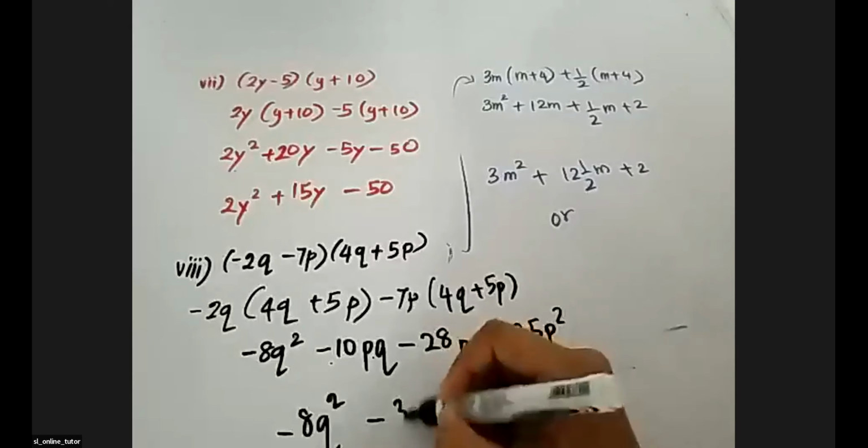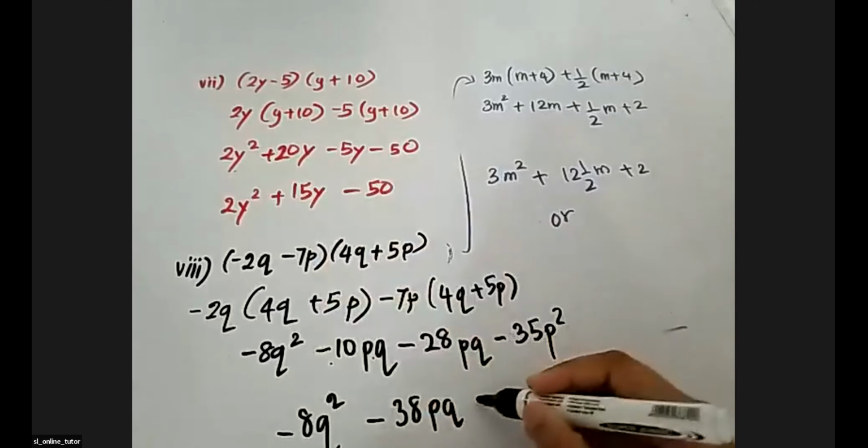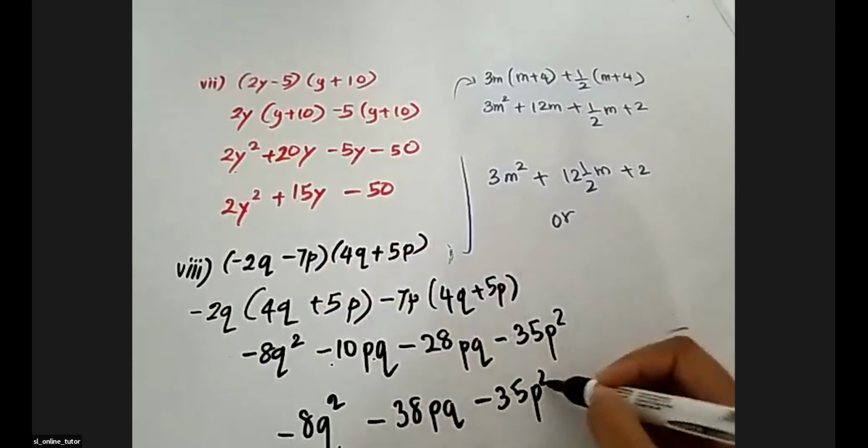Negative 38pq. Very good. Negative 38pq. When you get two negative values, you have to add them and write the answer. So this is the answer. She's correct.